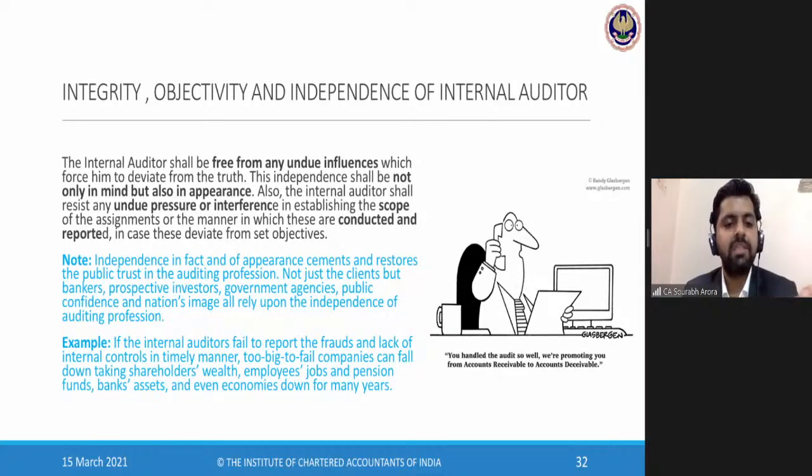Then the example is, if the internal auditors fail to report the frauds and lack of internal controls in a timely manner, too big to fail companies can fall down, taking shareholders' wealth, employees' jobs and pension funds, banks' assets, and even economies down for many years. Please remember this relationship for your conceptual clarity only.